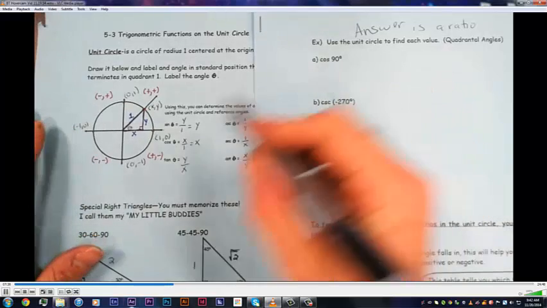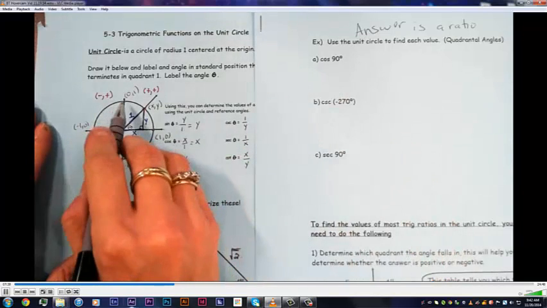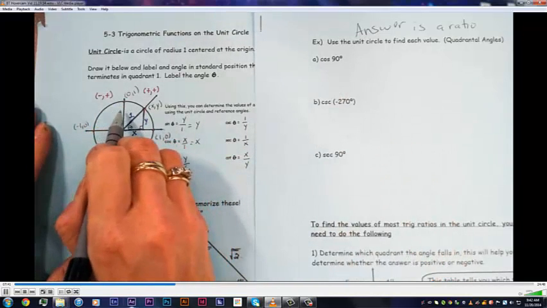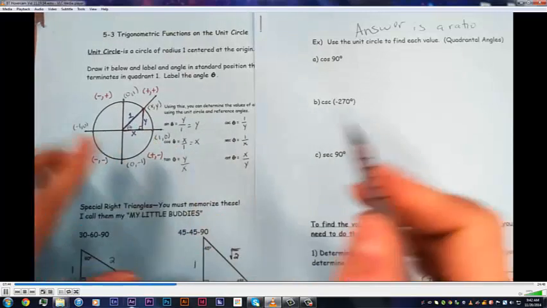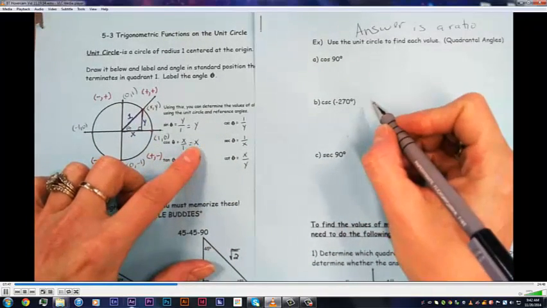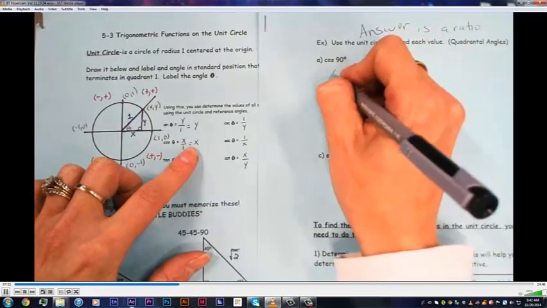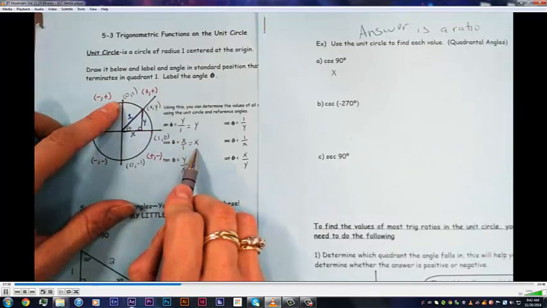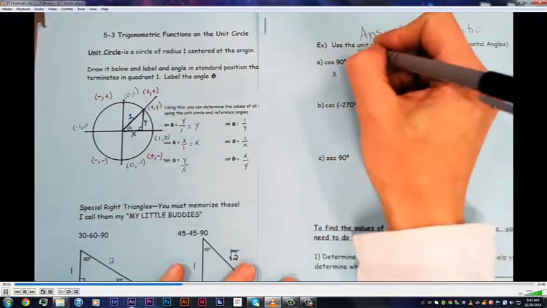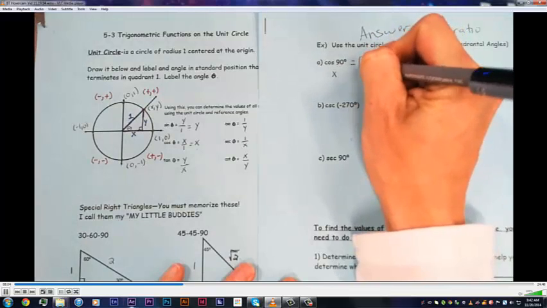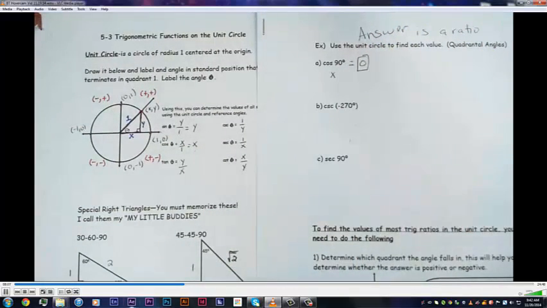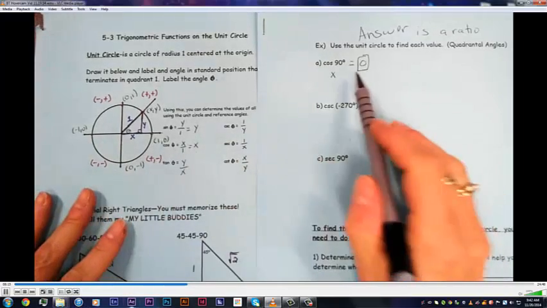Okay, looking at my unit circle back over here, 90 degrees is right up here because it's positive, so I go counterclockwise. At this location, the cosine value is equal to the x coordinate. Cosine is equal to x. So at this place, it's just the x value. Well, at 90 degrees, what is the x value? The x value is 0. So cosine of 90 degrees is equal to a ratio of 0. It would be 0 over 1, but we just simplify it to 0. Okay, so the answer right there is 0.